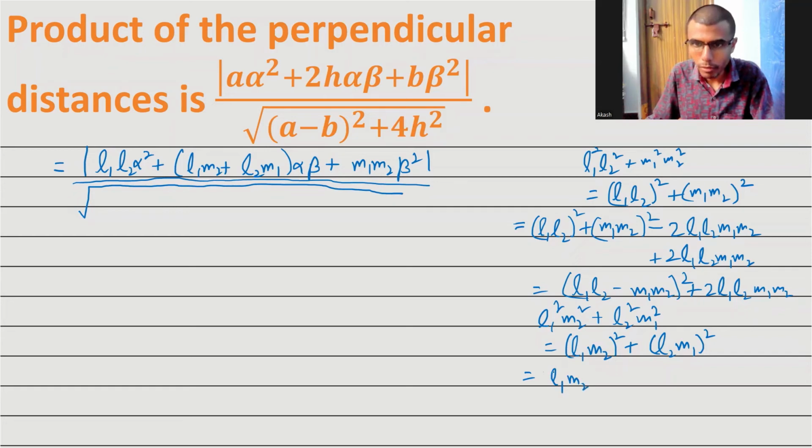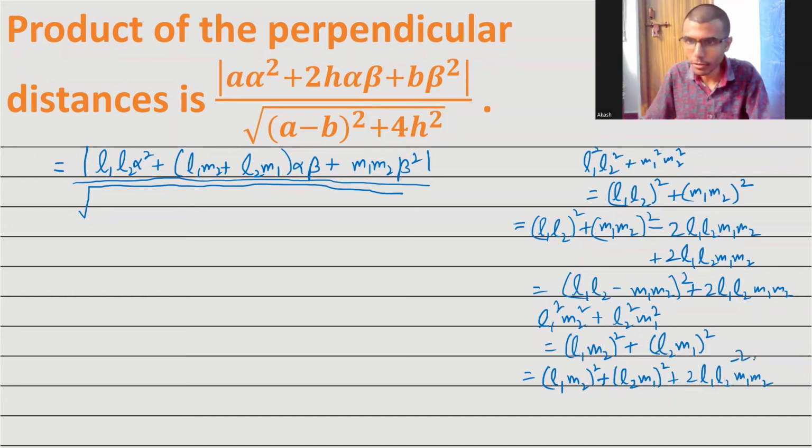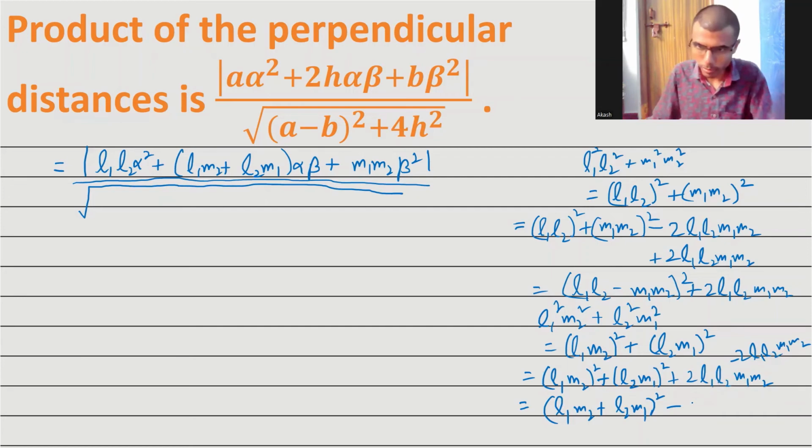So this would be nothing but L1 M2 whole square plus L2 M1 whole square plus 2 L1 L2 M1 M2 minus, I'm just putting it here because I am short of space, minus 2 L1 L2 M1 M2. If you observe, this is a square plus b square plus 2ab, so this will be a plus b whole square. So L1 M2 plus L2 M1 whole square minus this left out term 2 L1 L2 M1 M2.